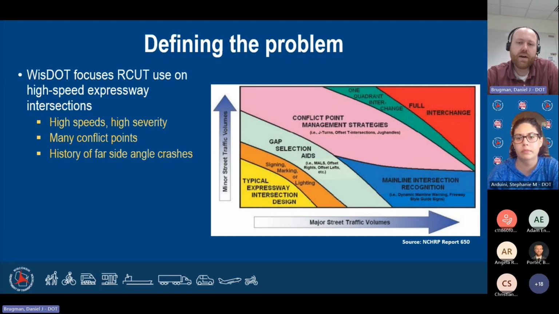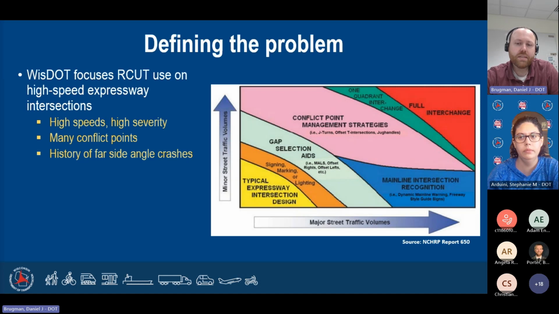One of the most common crash types on our expressways is where we see a minor road vehicle trying to turn left or cross the major road, and they make it through that first series, those near side lanes, but then they get hit in the far side lanes.